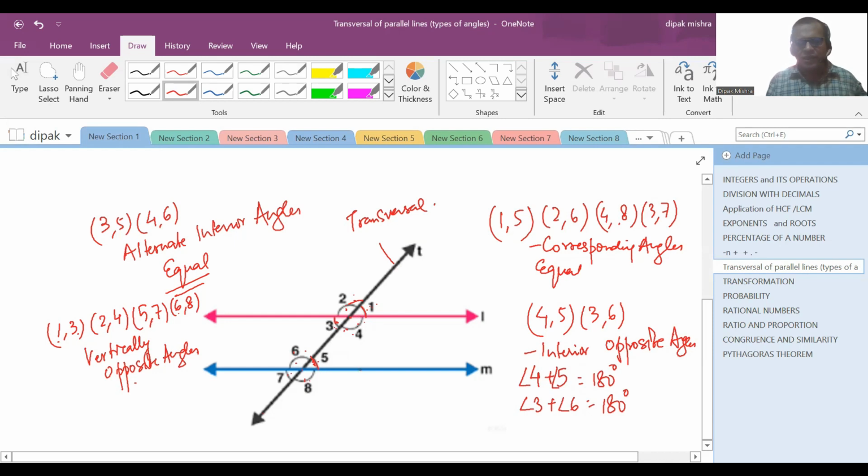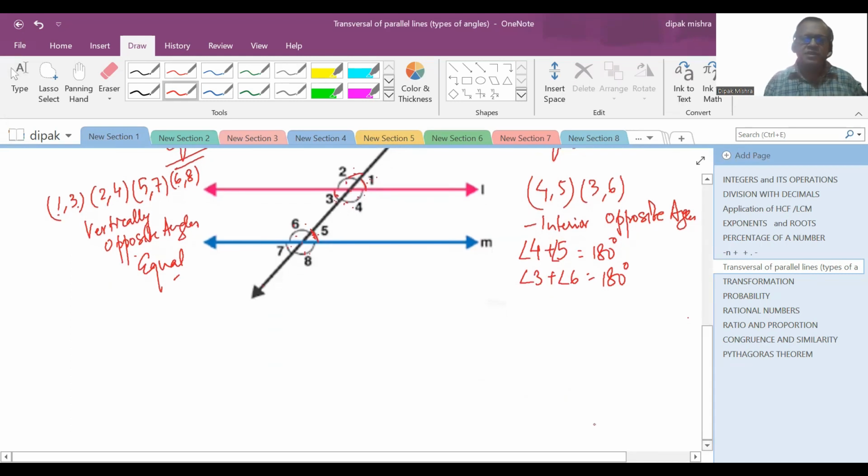Okay, and these are alternate interior angles, they are always equal. Vertically opposite angles are always equal. Corresponding angles are always equal, and the sum of interior opposite angles is always 180 degrees. In other words, we can call them supplementary angles. There are other supplementary pairs as well in this figure. If you see it, notice it.